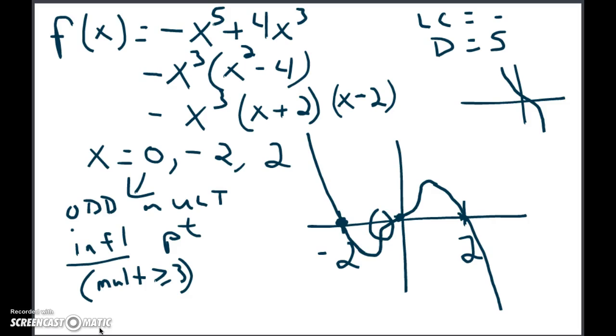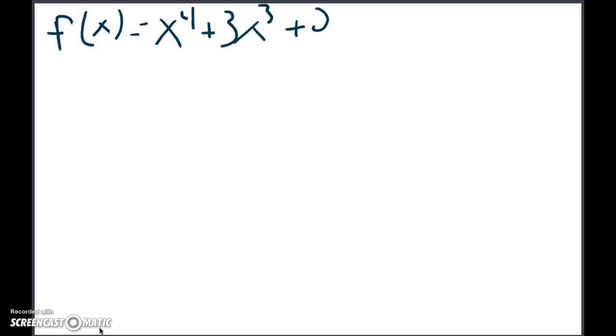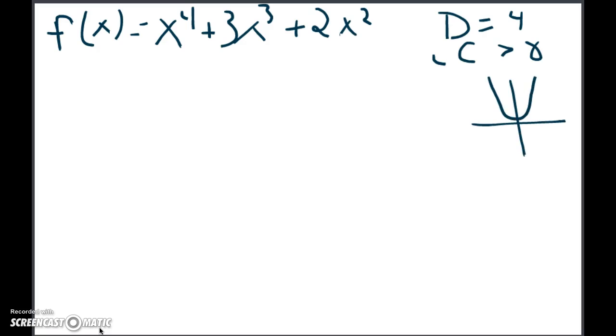If you do this on your calculator, you'll get a better idea of what the graph looks like. Let's look at one more here. F of x equals x to the fourth plus 3x cubed plus 2x squared. The degree is 4. The leading coefficient is positive. That tells me the graph has the same end behavior as this graph. So it's going to rise to the left, it's going to rise to the right.